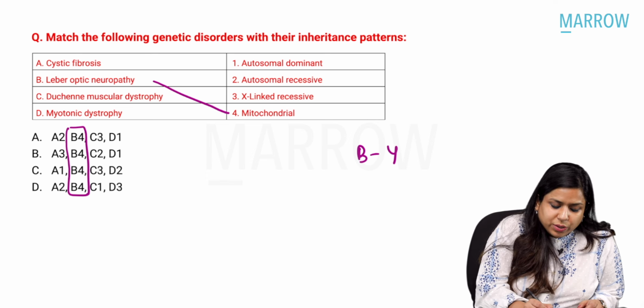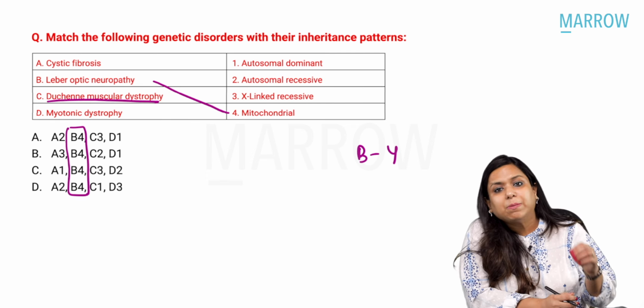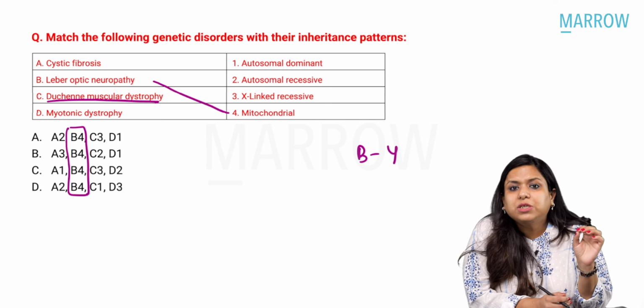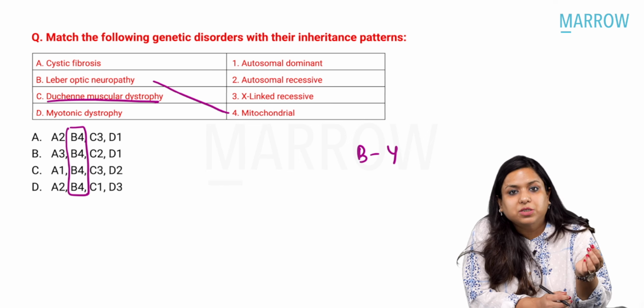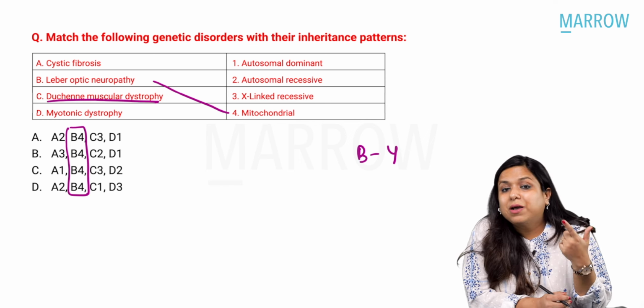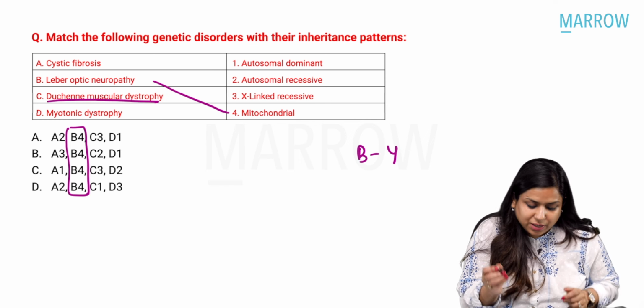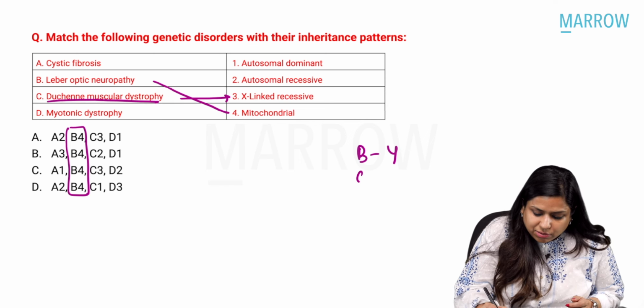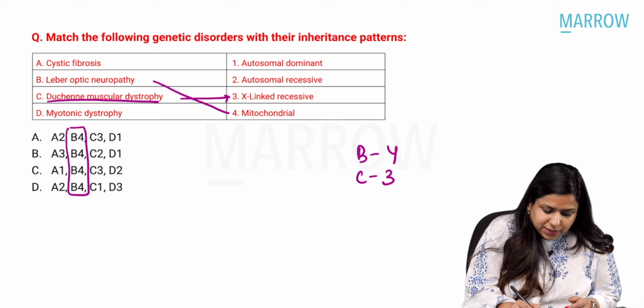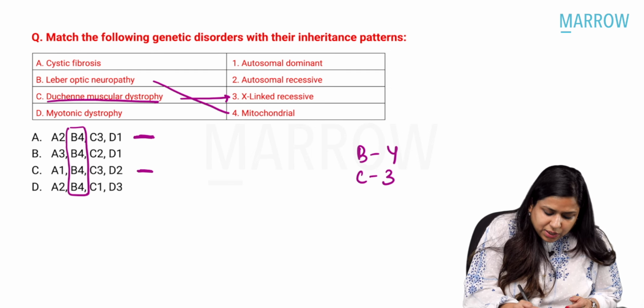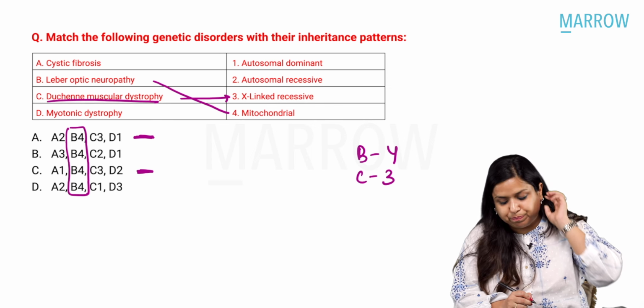I also know Duchenne muscular dystrophy. Remember, I told you DMD, Duchenne muscular dystrophy, and Becker's muscular dystrophy, both of them are X-linked recessive, right? That is why C is 3, B is 4 and C is 3. That means I am left with these two options, A and C.